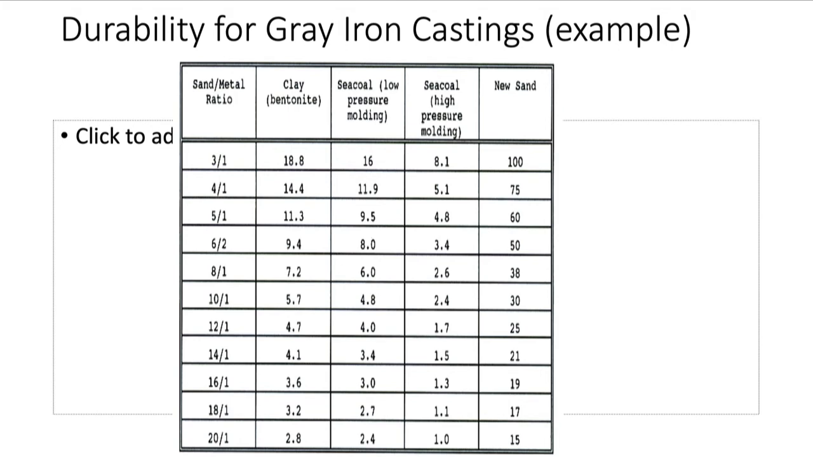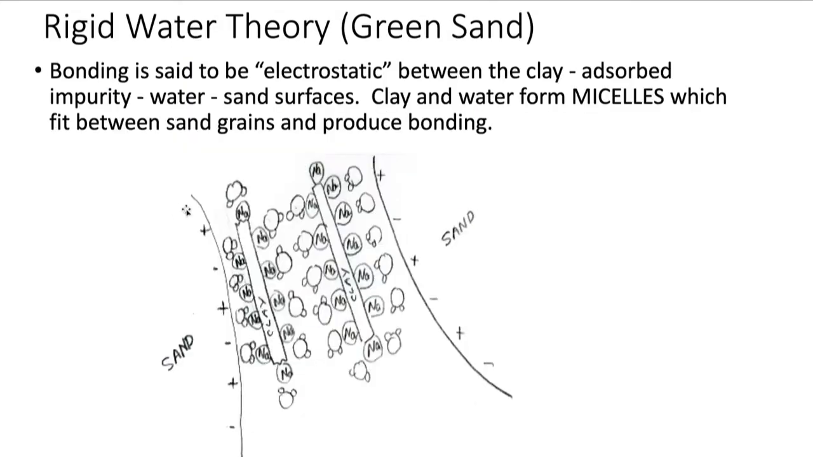And you have to add much less clay. Clay is very expensive. Also, the amount of sea coal as well. So if we keep a high sand to metal ratio, we don't melt the sand grains, we don't burn out the clay quite so much, we don't burn out the sea coal, and we don't have to add as much new sand. Okay, so the durability goes up if we use more sand and less metal in the mold. Of course, that's not as efficient.